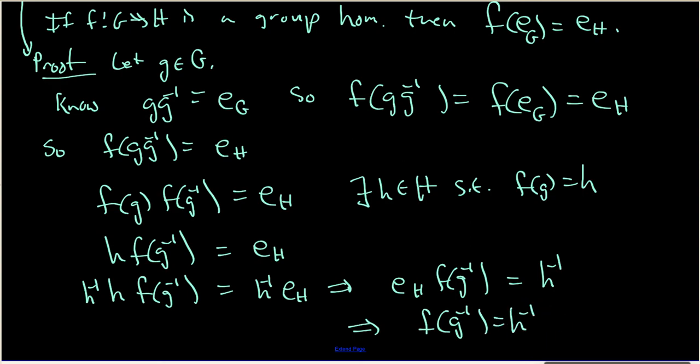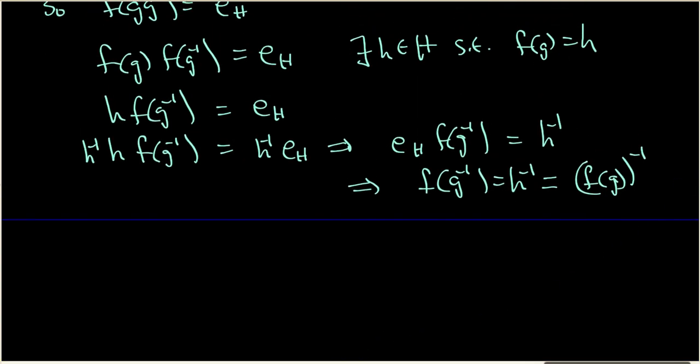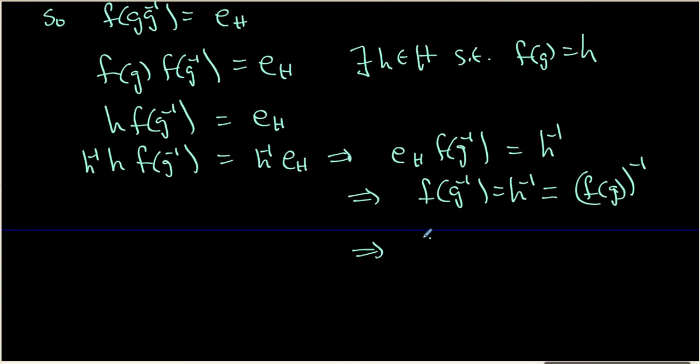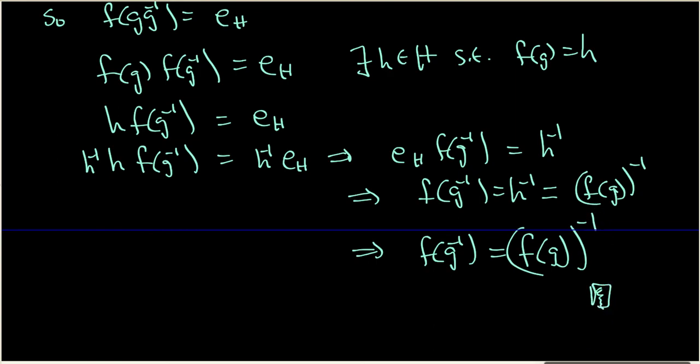But remember that up here, we've written that f of g is equal to h. And so substituting that back in, this side here becomes f of g inverse. And so what we now wind up having is we have indeed shown that f of g inverse is equal to f of g's inverse. And that completes this particular proof.